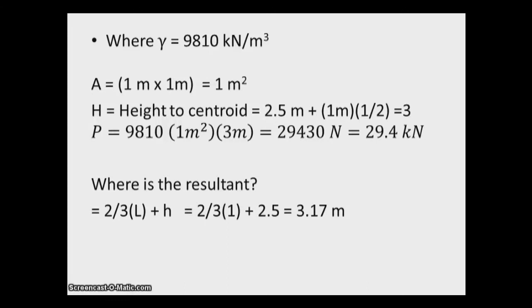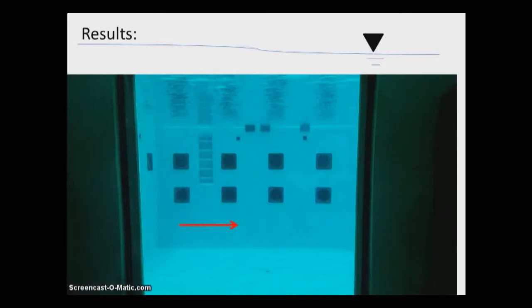Now the next question is to find where the resultant force is, and this is equal to 2/3 times the length of the plane plus the height that the plane is submerged, and that will equal 2/3 times 1 plus 2.5 meters, which is equal to 3.17 meters. So the results are a 29.4 kilonewton force located at a distance of 3.17 meters.